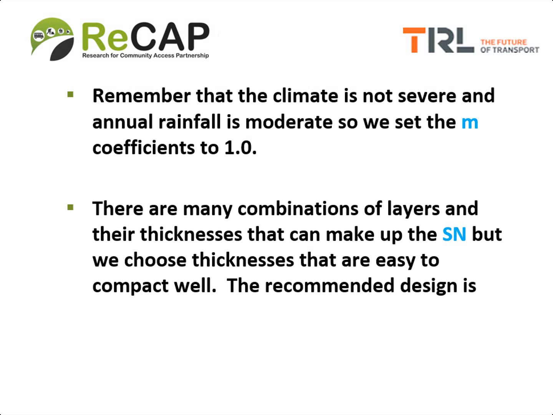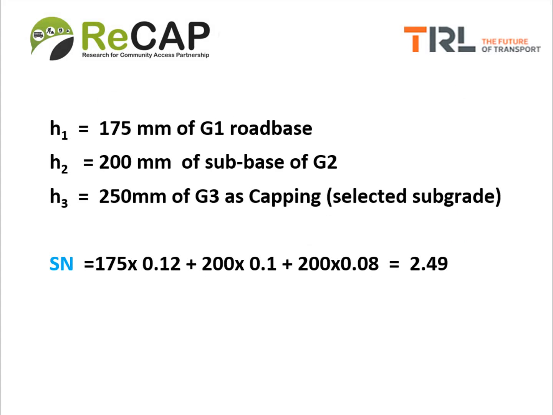Now, there are many combinations of layers and their thicknesses that can make up the structural number, but we choose thicknesses that are easy to compact well. The recommended design is as follows. The thickness of the road base, 175 millimeters. The thickness of the sub base is 200 millimeters. And we need a capping layer to get a structural number sufficiently high. We need 250 millimeters of G3 as a capping layer. If you can see from the sum, this gives you a structural number of 2.49, which is close enough to 2.52 to be perfectly suitable.